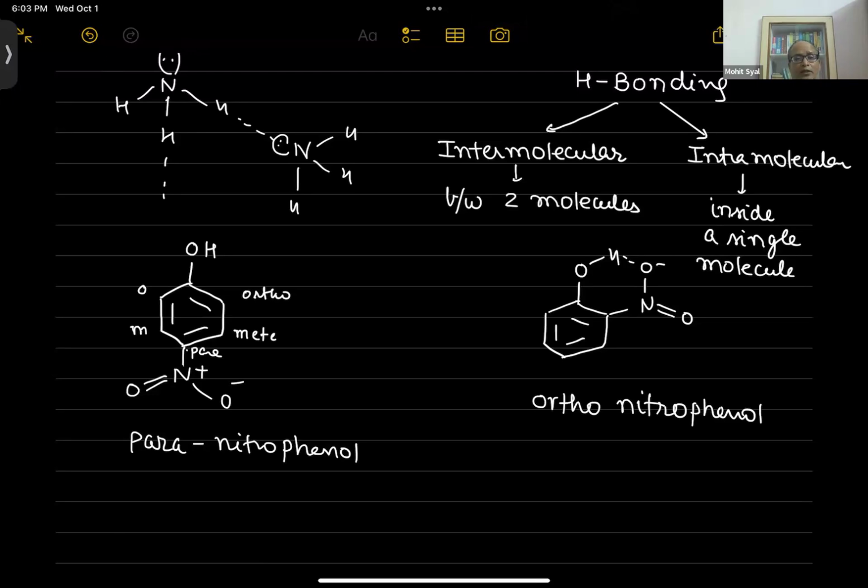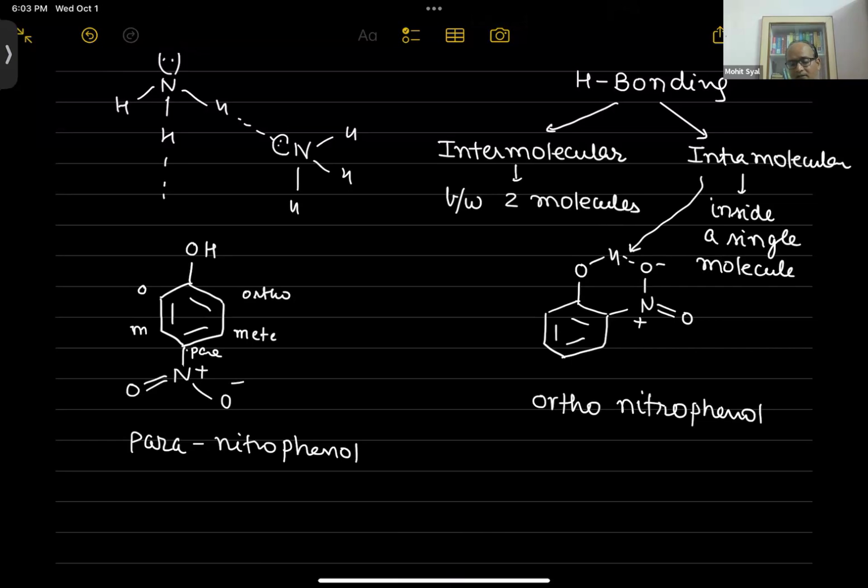In ortho-nitrophenol, the OH of the phenolic group can be attracted by the O minus of NO2. And this results in some extra interaction within the same molecule. That is called intramolecular, because hydrogen bonding is happening, but not between two different molecules. This is happening within the same molecule. Intramolecular hydrogen bonding in ortho-nitrophenol. Is it clear? Yes, sir.